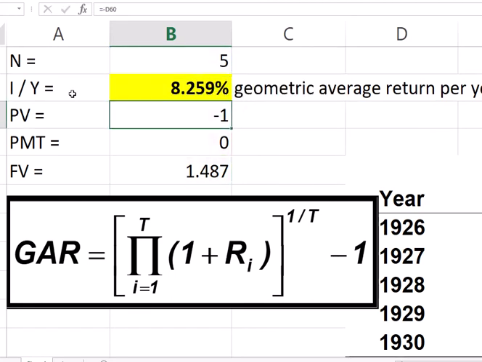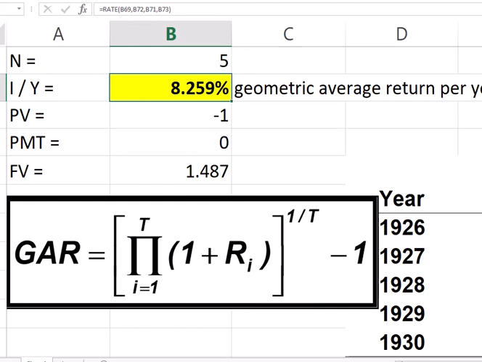So a dollar growing at 8.25% over 5 years, being compounded over 5 years at that rate, will make us the ending value of 1.487. So that way we find the geometric average return.